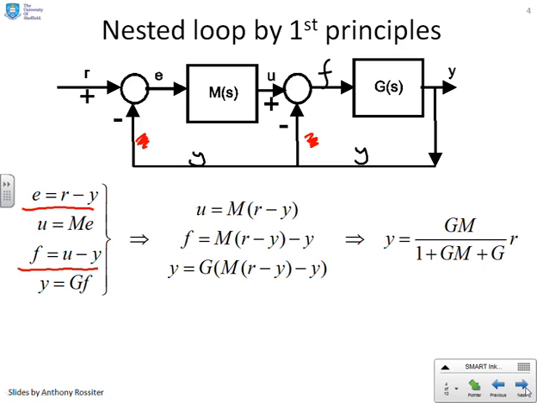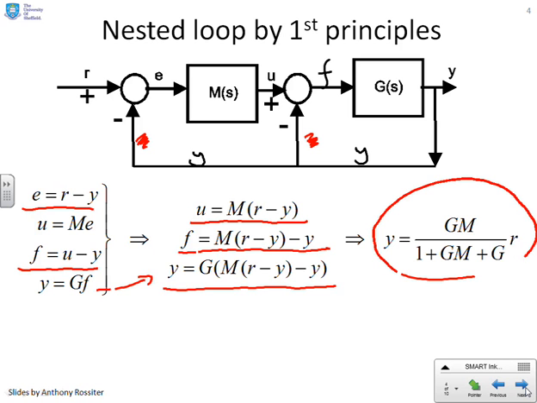The first thing I'm going to do is take U equals ME and rewrite it as U equals M(R minus Y), substituting in for E. Then I take the equation F equals U minus Y and substitute in what I've just got for U. So now F equals M into (R minus Y) minus Y. Then I use the last equation, Y equals GF, put this F in, and so I get Y equals G into open brackets M(R minus Y) minus Y. Now, if I take all the Y's onto the same side and rearrange, you will see I end up with this expression: Y equals GM over (1 plus GM plus G) times R.